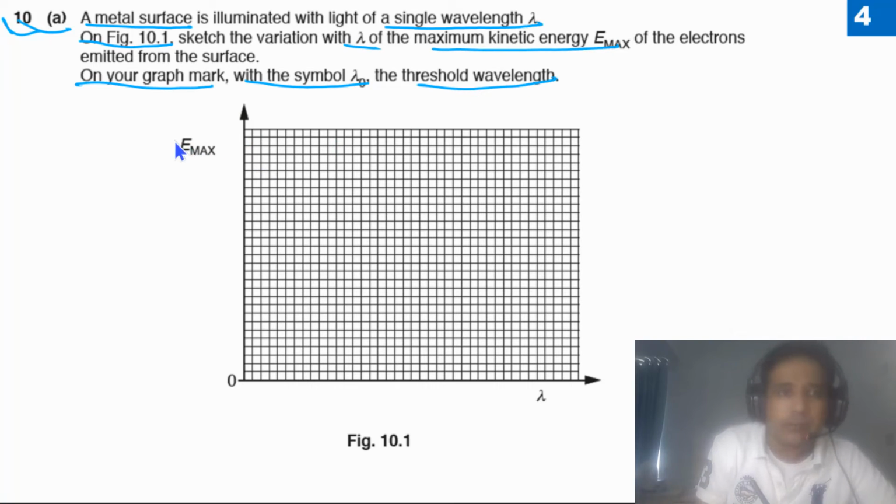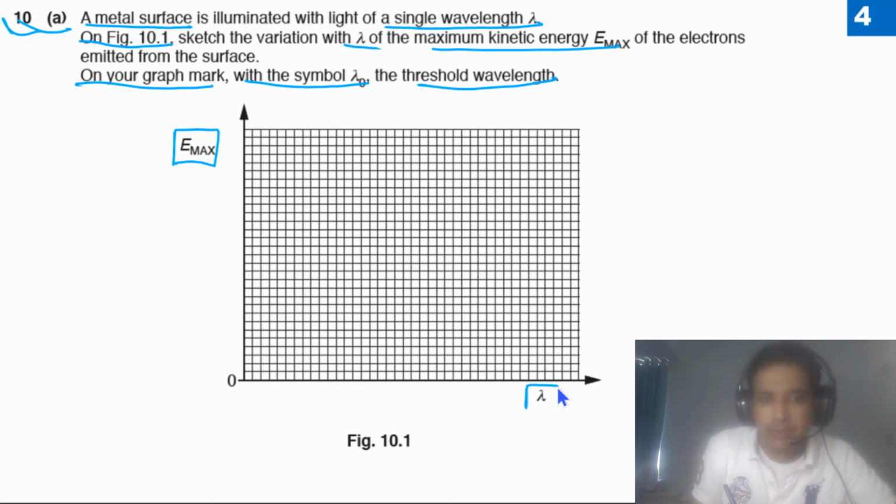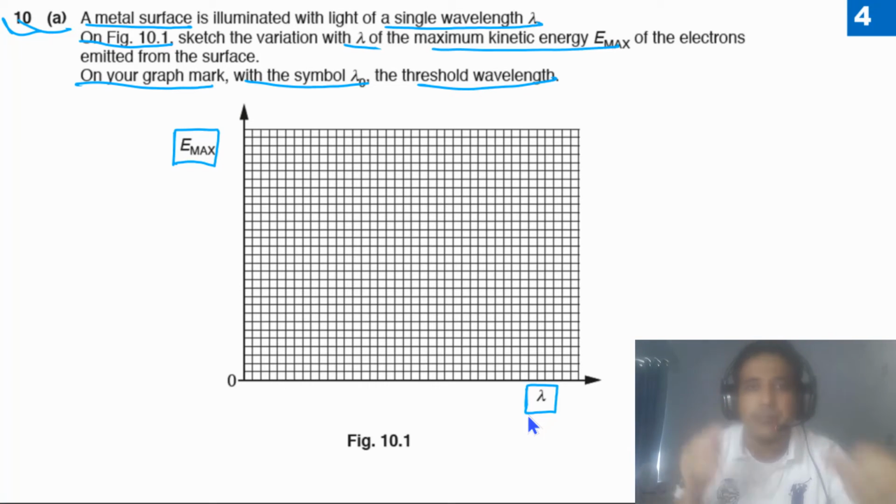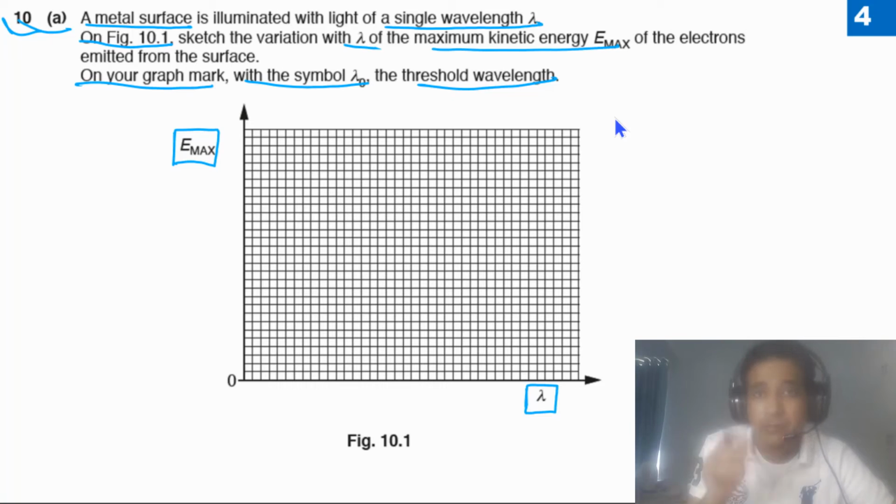So if you look at this figure, on the y-axis we have Emax, and on the x-axis we have wavelength lambda. And it is the same type of graph we have just sketched in the previous question. It means the shape of the graph has to be the same. So again we can start with Einstein's photoelectric effect equation. Most of the graphs you will see are just based on Einstein's photoelectric effect equation. So again we can start with Emax.